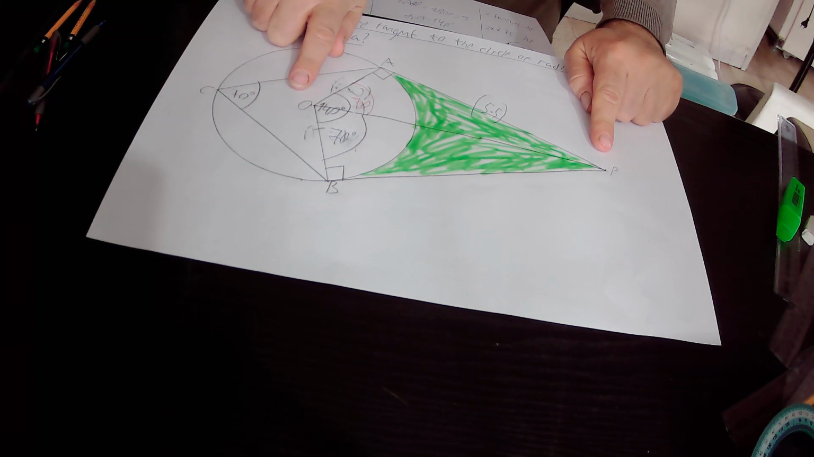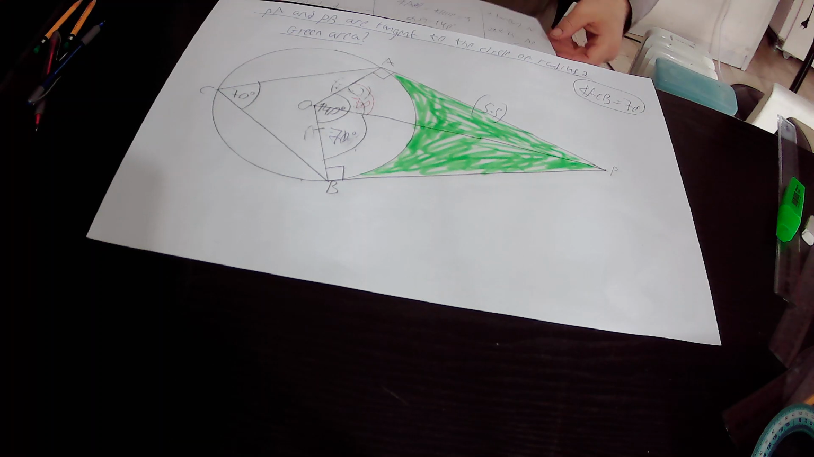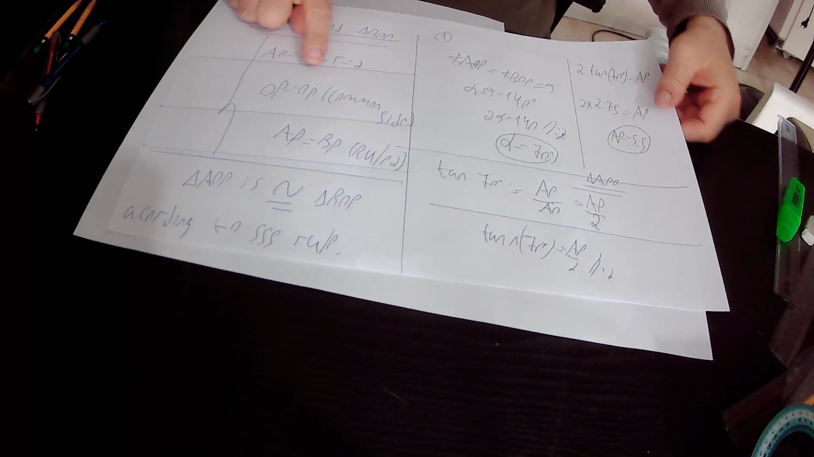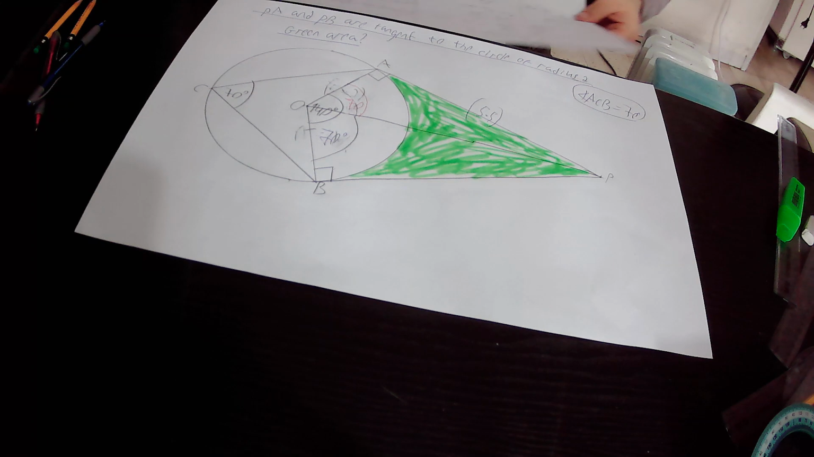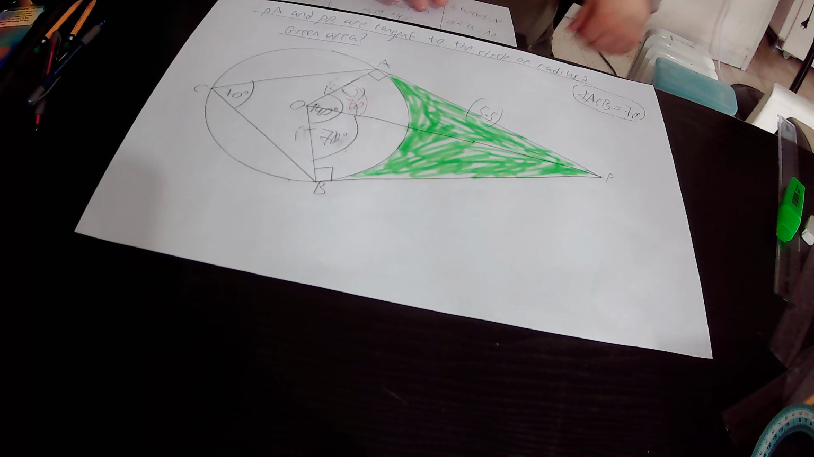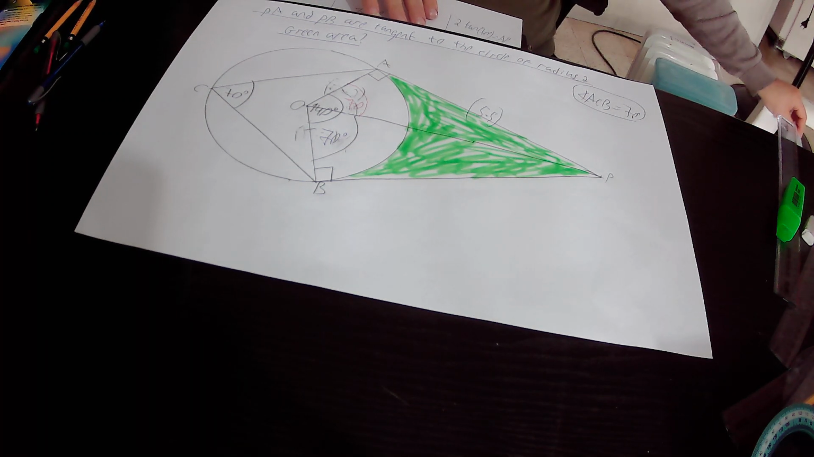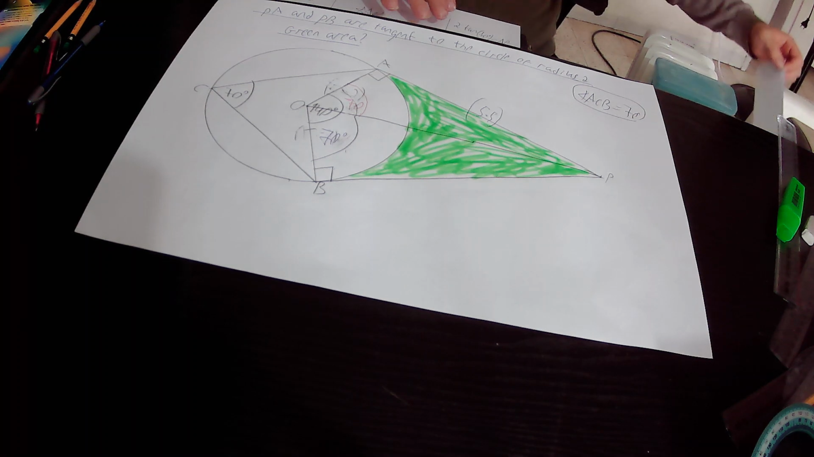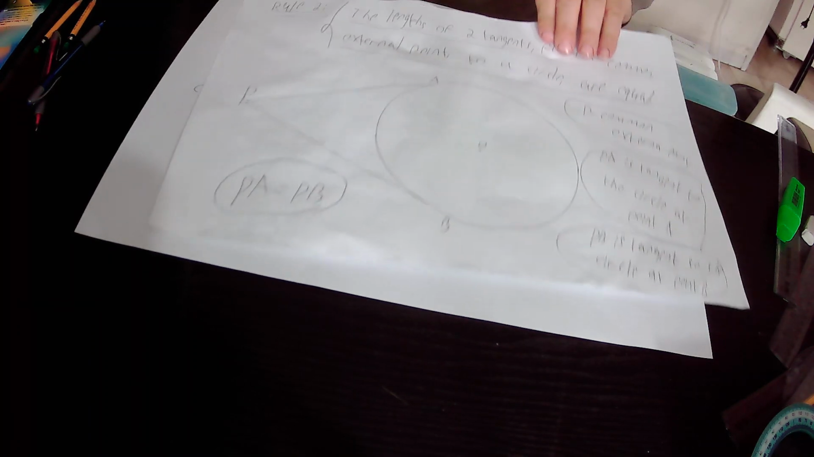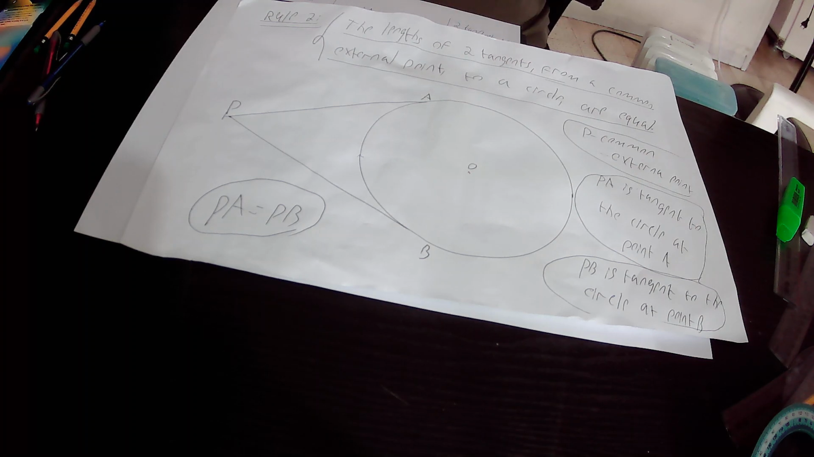PO equals itself, a common side that belongs to both triangles. PO equals PO is a common side, and finally, side PA equals side PB. Side PA in the right upper triangle APO equals side PB in the right lower triangle PBO, according to Rule 2. Let me repeat Rule 2 quickly. According to Rule 2, the lengths of two tangents from a common external point to a circle are equal.